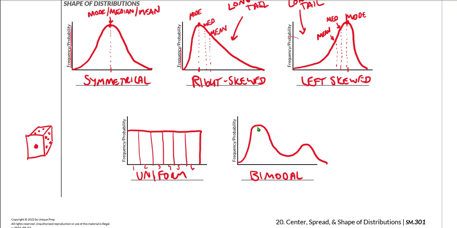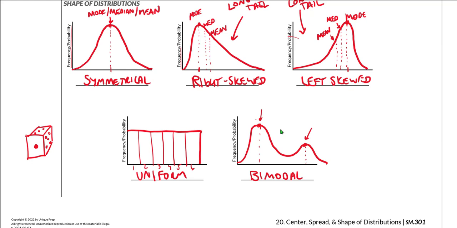And then of course with bimodal, you can see it in the curve. You've got one mode here, you've got a second mode here. Technically a set can only have one mode, but when it comes to distributions like this, we would call this set bimodal because there are two values that occur most frequently and therefore account for the two humps in the curve. So that is shape of distributions.